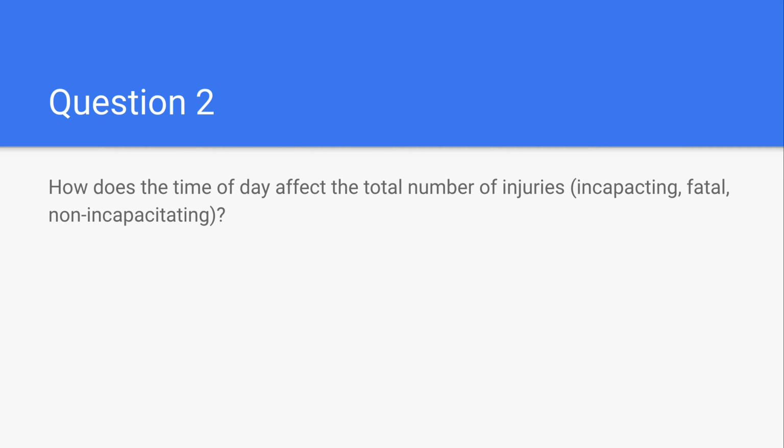So next we have, how does the time of day affect the total number of injuries, incapacitating, fatal, and non-incapacitating? So I applied the dbScan clustering algorithm because it allows for the identification of dense clusters. The data was cleaned and relevant features, crash hour, injuries incapacitating, injuries fatal, and injuries non-incapacitating were selected. Features were standardized in order to ensure uniformity.